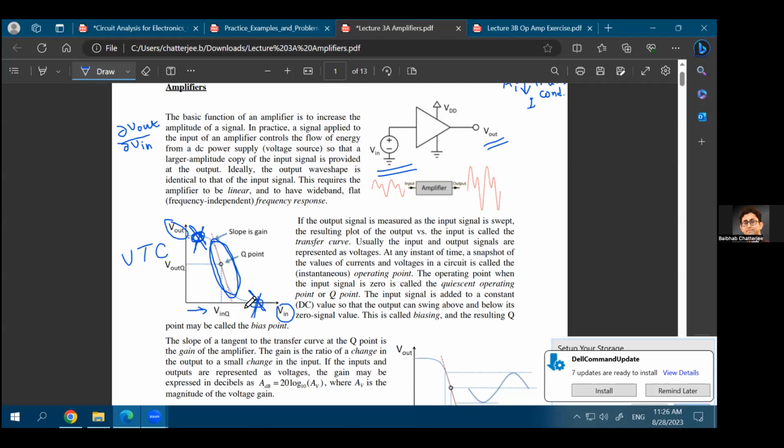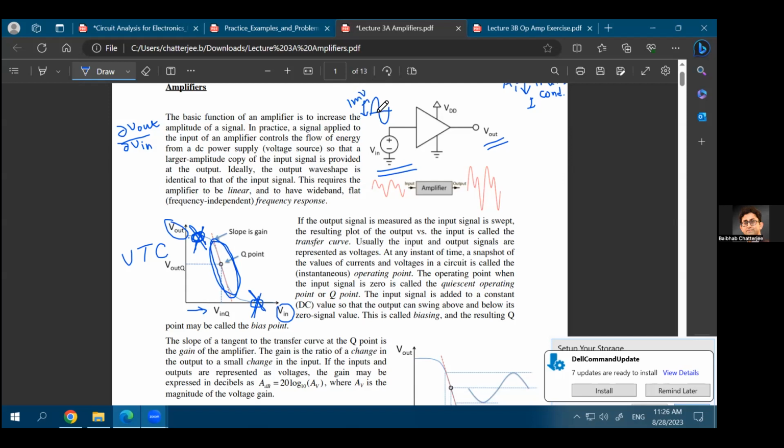So what does biasing mean? It's placing, for example, at your input, you have a sine wave. And this is AC, so this is a small sine wave. Let's just assume that the swing, the amplitude of this sine wave, is just 1 millivolt.